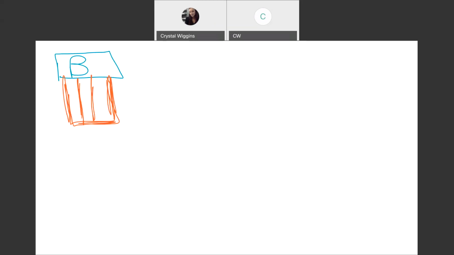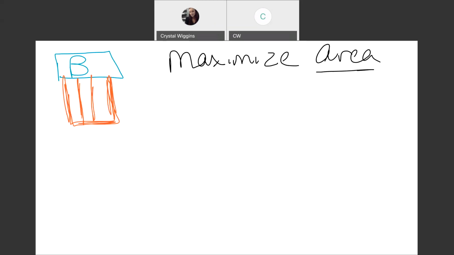So we need to label this, because we're looking to maximize area. That's the stuff inside of the corral. If I'm maximizing area and I'm looking at a rectangle, my area of a rectangle is length times width. Well, that makes perfect sense. Length times width is how I find an area of any given rectangle. This happens to be a rectangle divided evenly between three other smaller rectangles.